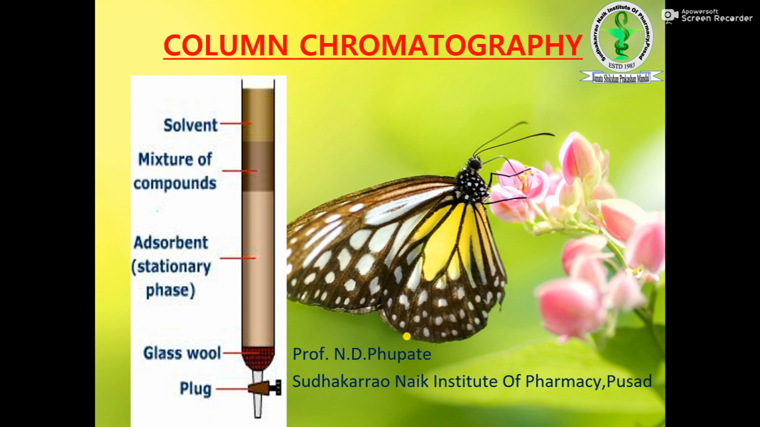In today's lecture, we have to study column chromatography in detail. That part is a very vital part. If you are able to see in this diagram, here the solvent is there, the mixture of components is here, the adsorbent is here, and here there is glass wool and a plug. So keep this diagram in your mind. We have to study that again in the further chapter.